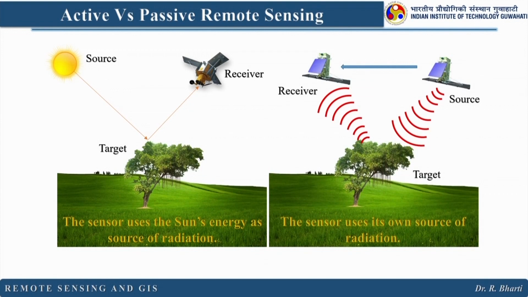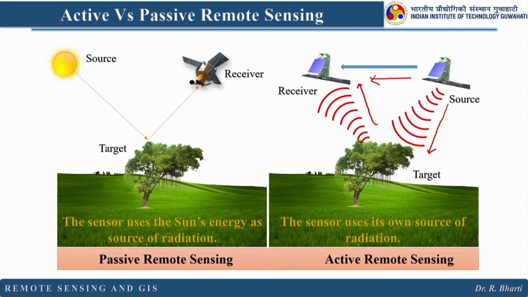In the other case, the source is actually carried by the sensor. So, here the sensor uses its own source of radiation. You can see the source is also coming from this particular sensor, and then once it gets reflected, it will be received by the same sensor after a certain time. So, here this is the flight direction, right.